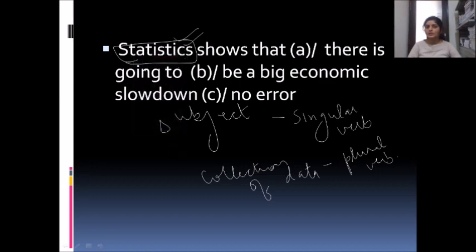So if we are using statistics, the plural verb should be show, not shows. Statistics show that there is going to be an economic slowdown. So our option A is the answer. Let's move on to the next sentence.